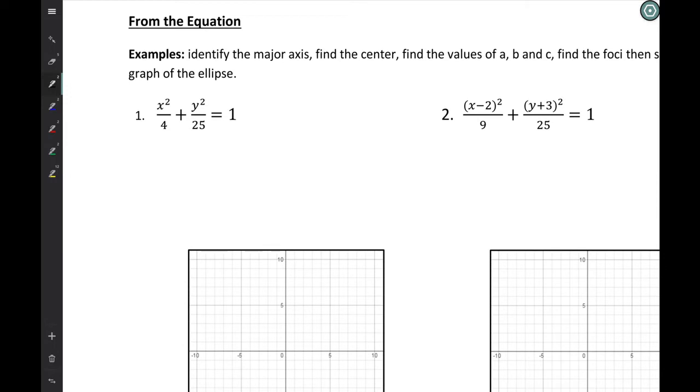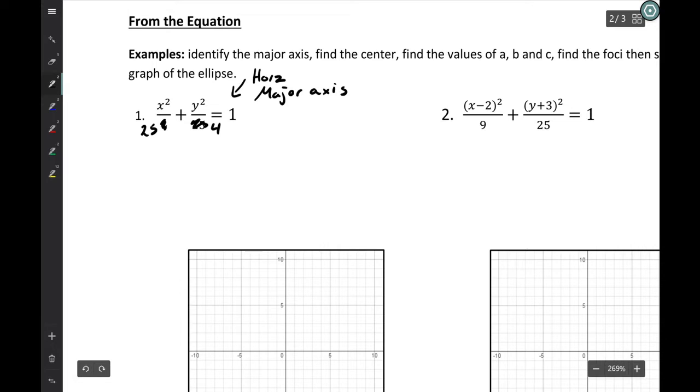So after going through and figuring out what an ellipse actually is, we can identify the major axis, the centers, the values of A, B, and C, and the foci, and figure out what's going on. What I want to do first is change this and flip these, just to make it more interesting, because I want one that's horizontal and one that's vertical so you guys can see both. Because I flipped these, it now has a horizontal major axis.